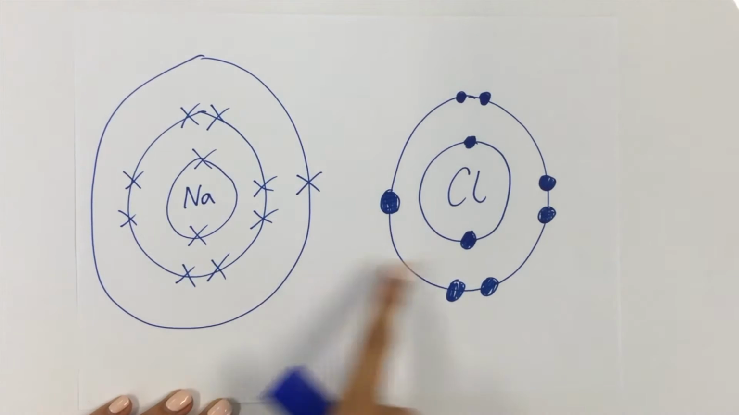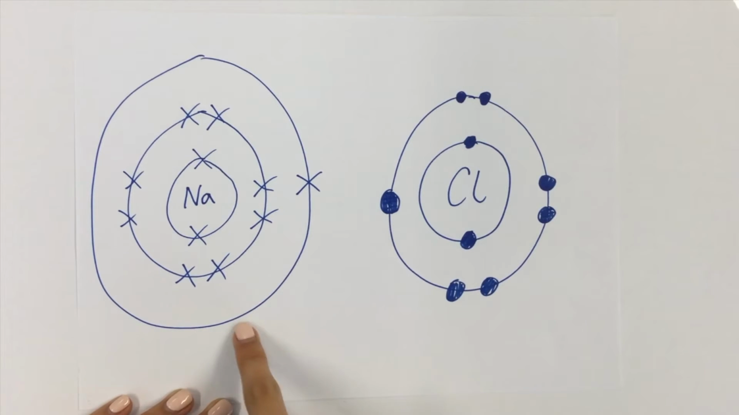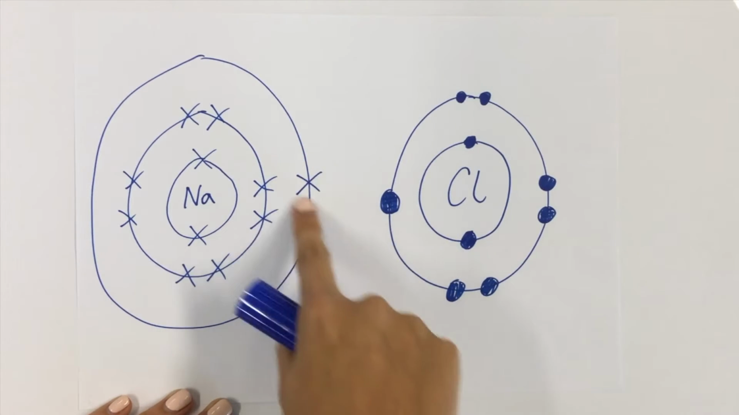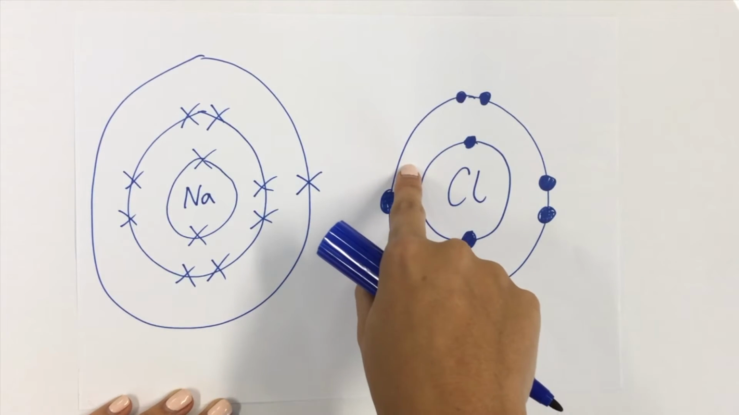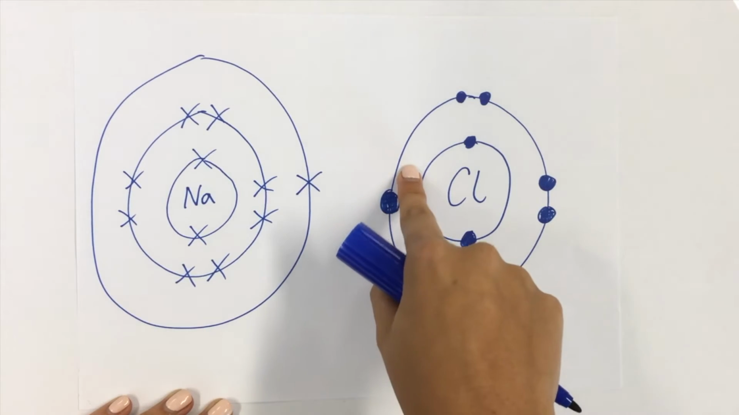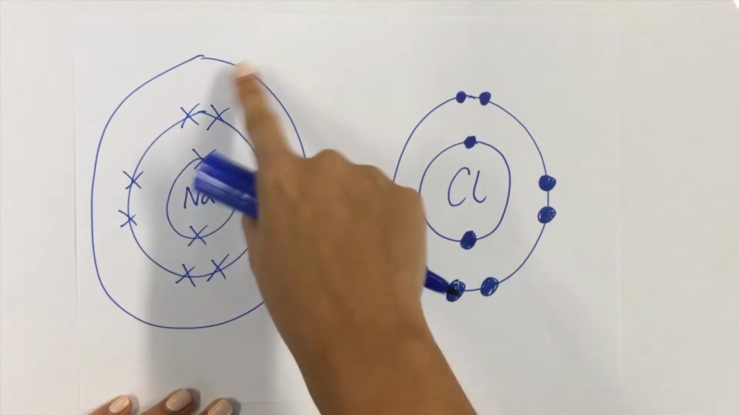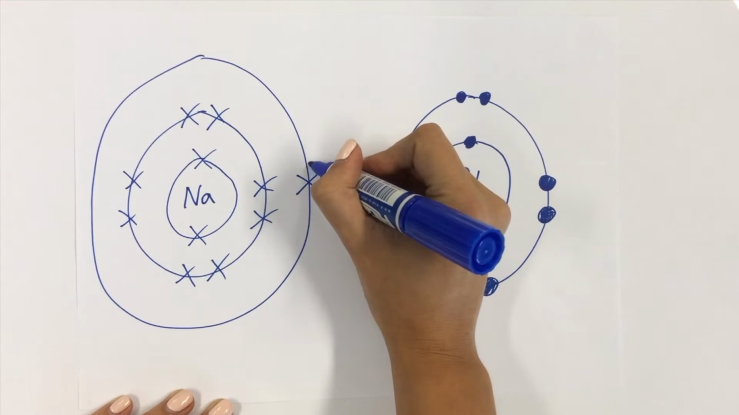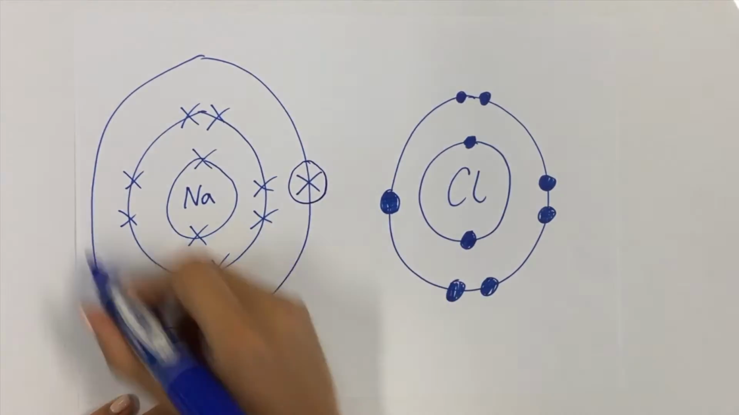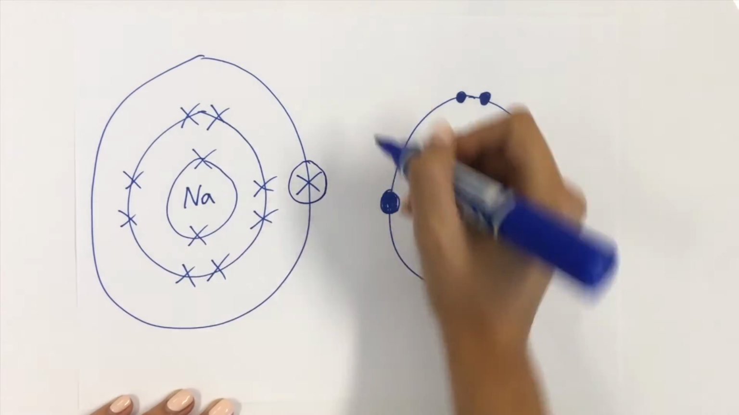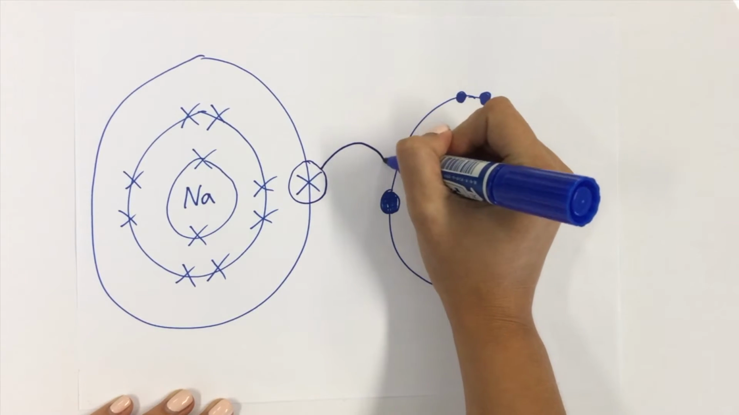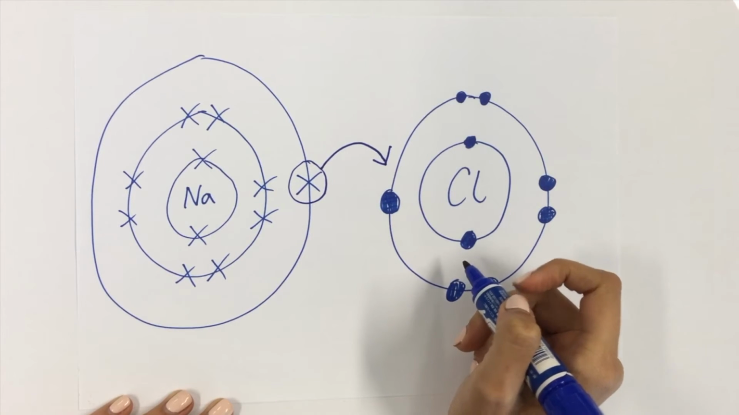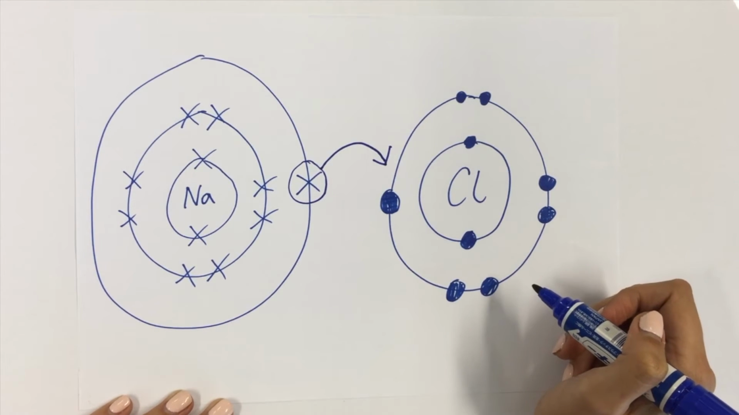Neither of these right now has a full outer shell, and both of them want that full outer shell. What you should be able to see is that if this 1 electron moves over to the chlorine here, then you'll end up with a full outer shell on that chlorine, and you'll end up with a full outer shell on the sodium. So this electron in the outermost energy shell of the sodium is transferred to the outermost energy level of the chlorine atom, just so that it can have that full outer shell that it's really aiming for.